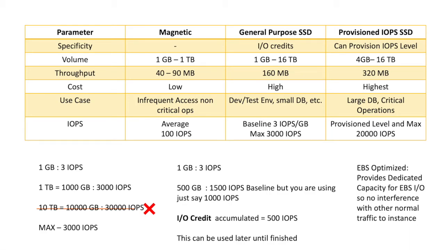The other thing is EBS optimized. As you would have seen, when we were selecting the instance types, we were having an option. It says whether it is EBS optimized or not.